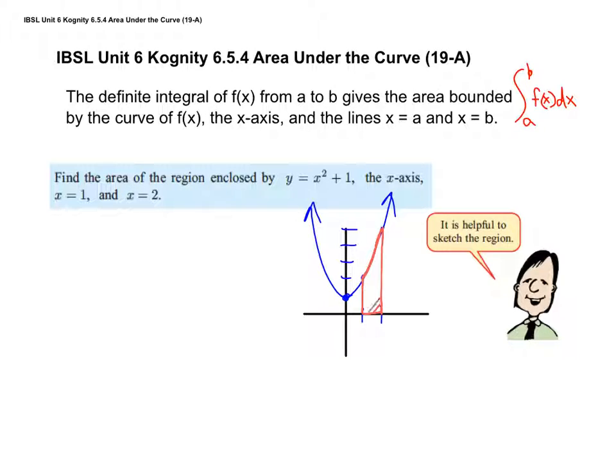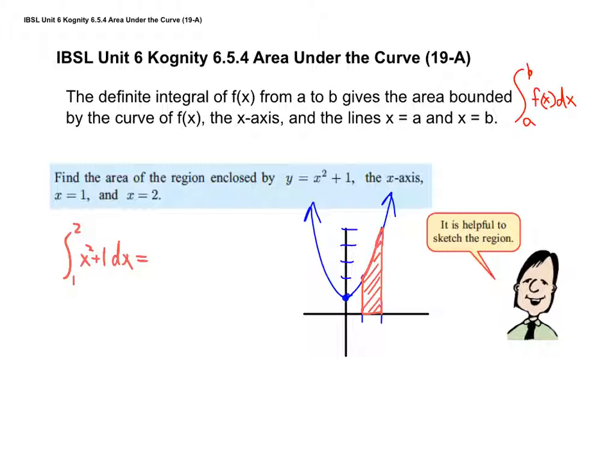This looks kind of like a trapezoid, but it's got a curved top, because it's made by the x squared plus 1. So what we're trying to do here to get the area under the curve is take the integral of x squared plus 1 dx, from 1 to 2.